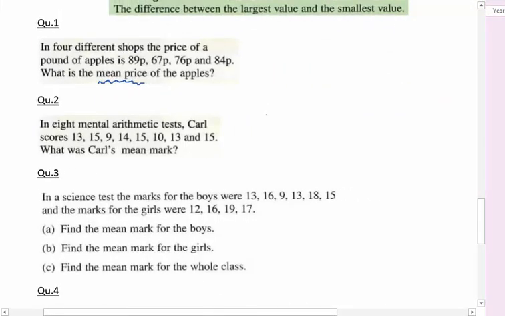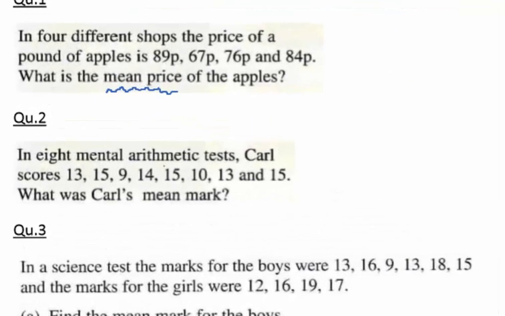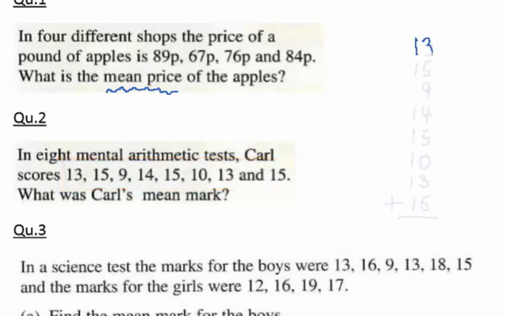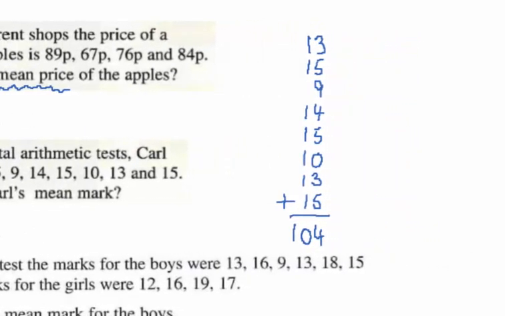We do something very similar for question 2, so we won't take too long over this. Basically we take all these numbers here to work out the mean mark for Carl's arithmetic tests, and there's 8 of them if you count them up. So we'll put these numbers out here, and if you add these numbers up you'll get 104. Now we take the 104 and we divide it by the number of items, which is 8. 8 into 10 will go once, carry 2. 8 into 24 will go 3 times, so the average is 13.